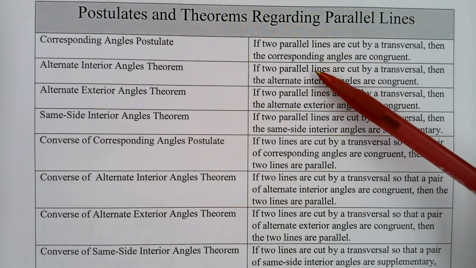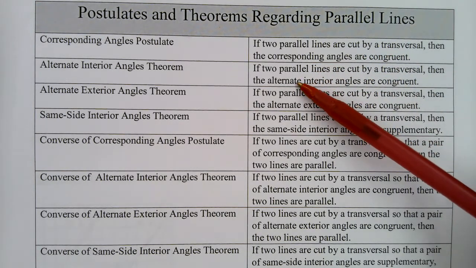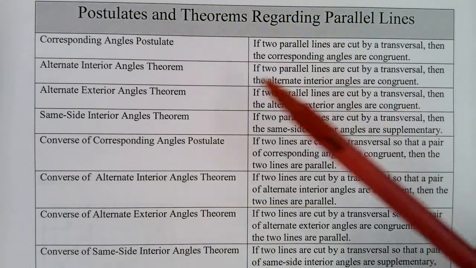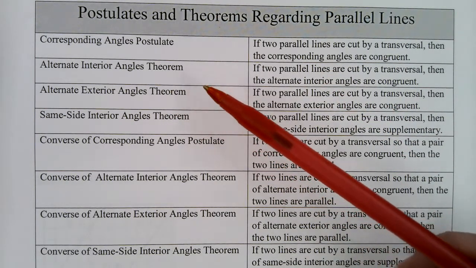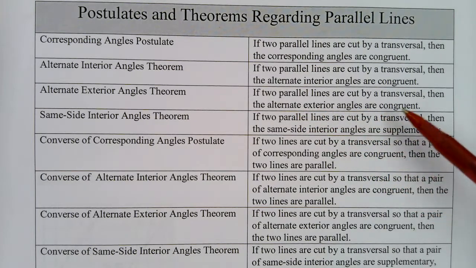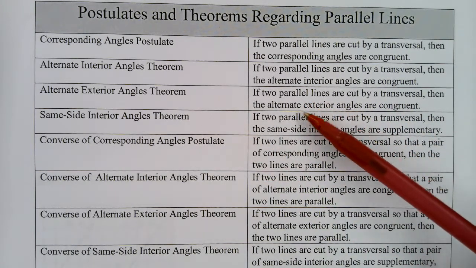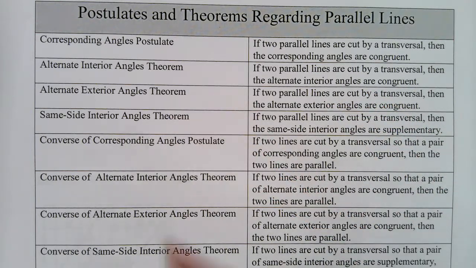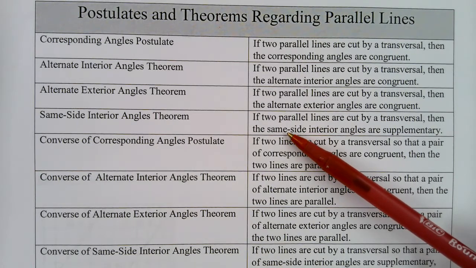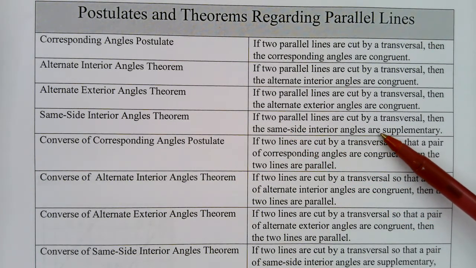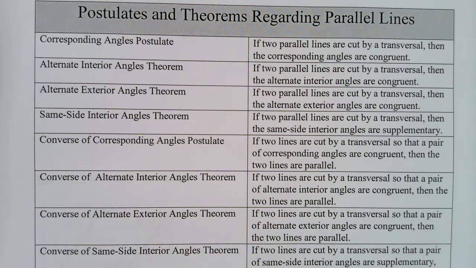The second one, if 2 parallel lines, again, are cut by a transversal, then the alternate interior angles are congruent. So alternate interior angles theorem. Next one, alternate exterior angles are congruent. That's the alternate exterior angles theorem. And the last one, the same side interior angles, they are going to be supplementary. So that's called the same side interior angles theorem. Okay? So all 4 of those we've done before, in the first unit, but I never gave you the actual names. Those are the names. Okay?